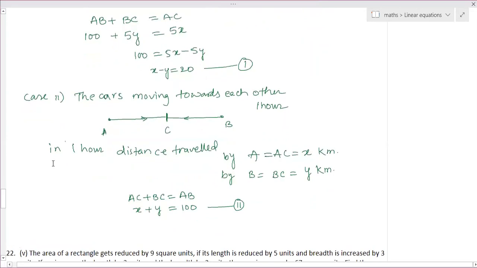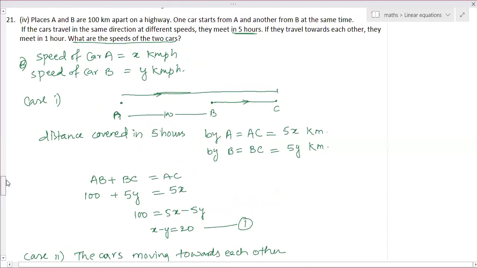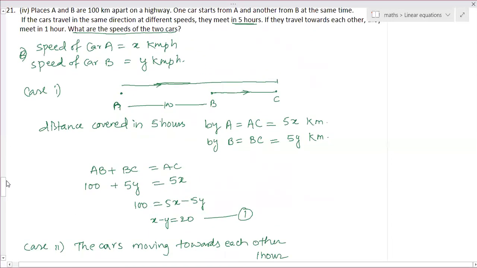Clear how to solve? Yes, ma'am. All these steps you have to write. Ma'am, can you scroll up a little? So write all the steps properly. Ma'am, this is for how many marks? 3 marks. Yes, ma'am, x is 60 and y is 40.